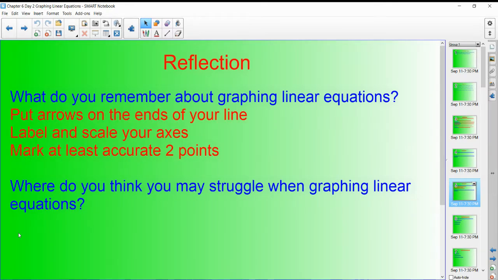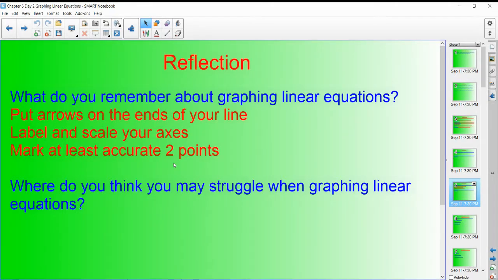Answers I've heard students say in the past. Okay, well, I just make my graph and I put there's a line from one point to another and stop. Well, you got to make a line, it's got to have arrows on either end. These linear functions are going to go on forever. We got to make sure we label and scale our axes. So we got to say which one the x and which one the y is, and are we going up by ones or twos or threes or fours? And then we got to mark at least two accurate points. Some people just mark the y-intercept and then draw a random line. We don't want to do that.